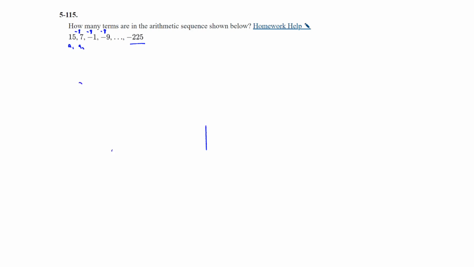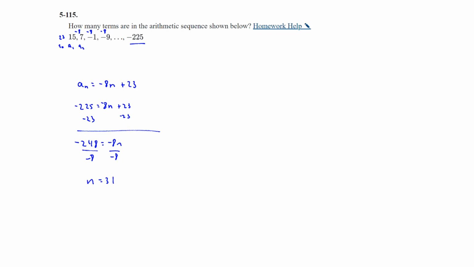So what would be the equation? A of n is equal to -8 times n, and then we can use the term 0 by adding another 8 to get back to 23. That'd be term 0. And now we know that a of n, whatever that term is, is -225, so we can just plug it into the equation and solve for n. Divide by -8, and n is equal to 31, so it's the 31st term.